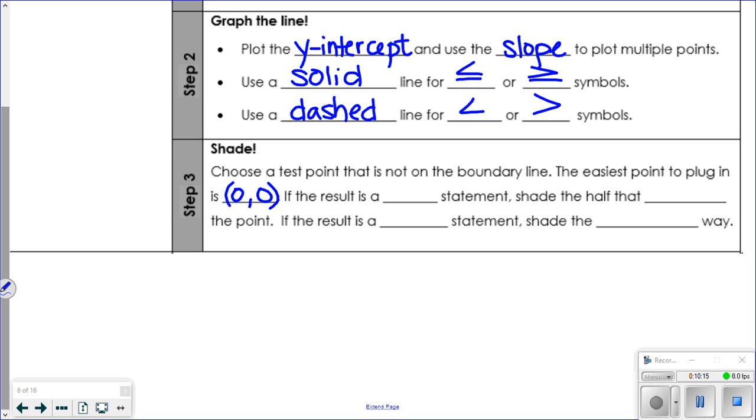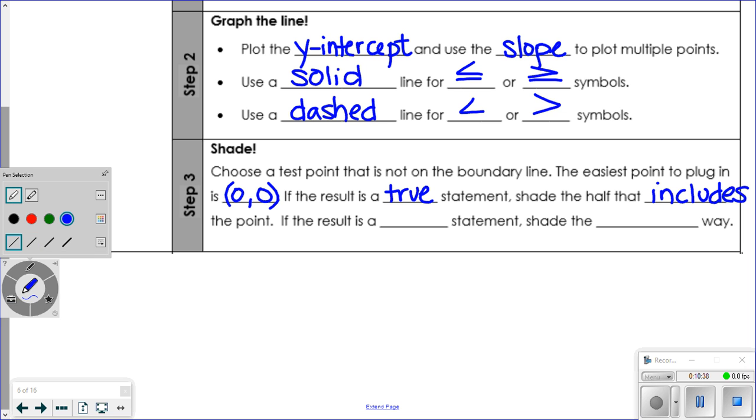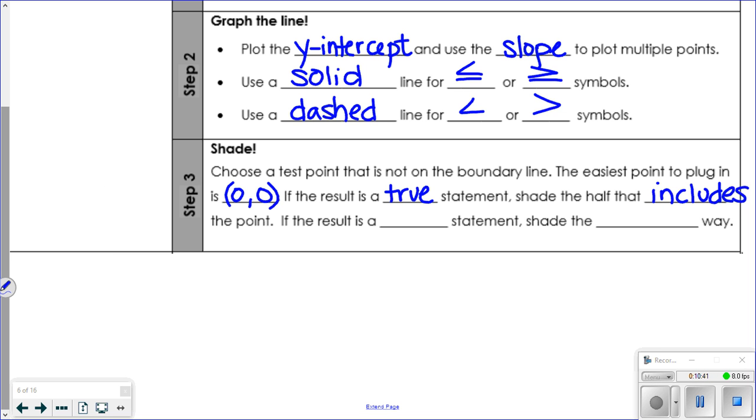If the result is true, so if we plug it in, it's a true statement, what that means is 0, 0 is a solution. So we're going to shade the portion of the graph, or the half of the graph, that includes that 0, 0. We're going to shade towards 0, 0. If we plug in 0, 0 and we get a false statement, then 0, 0 is not a solution, so we're going to shade the opposite way, away from 0, 0, so we do not include it.